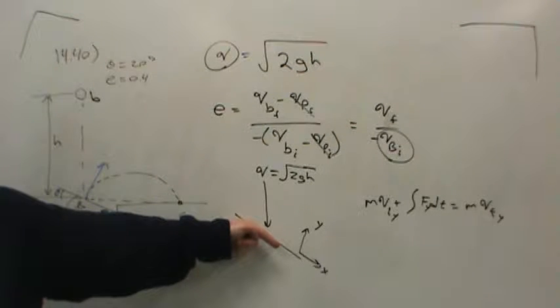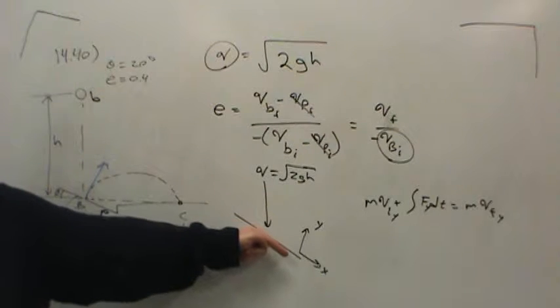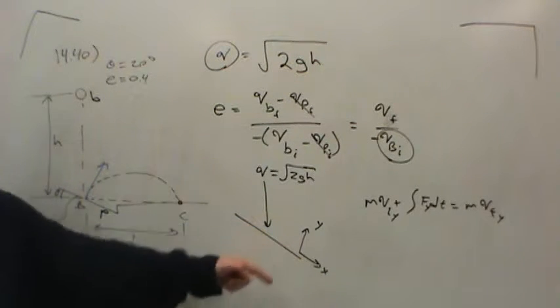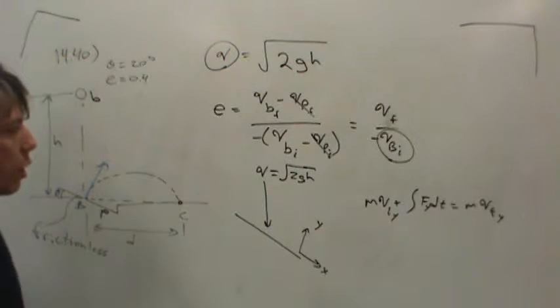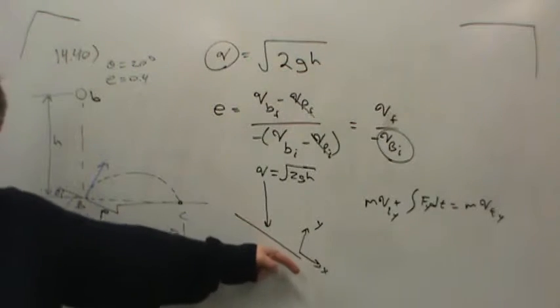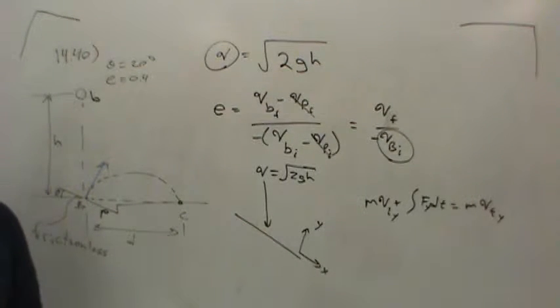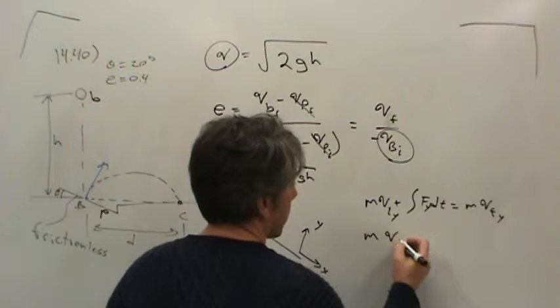So basically what that means is that the momentum of the ball in the x direction is conserved. Why? Because there's no force applied in the x direction. During impact, no force is applied to the ball in the x direction. Therefore, the ball's velocity in the x direction remains constant. You could write it as a trivial equation, but it looks like this.